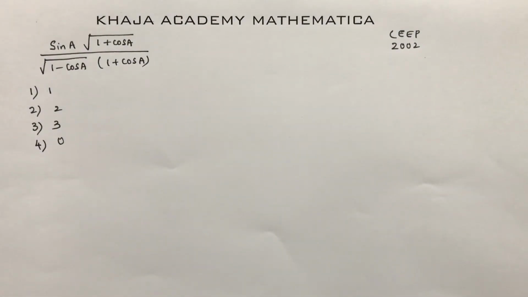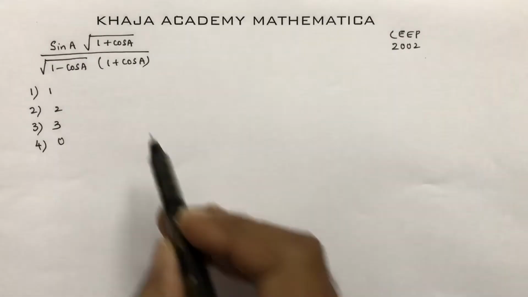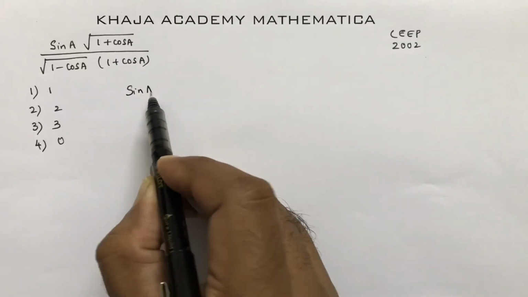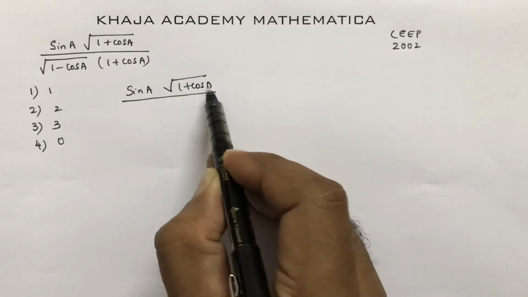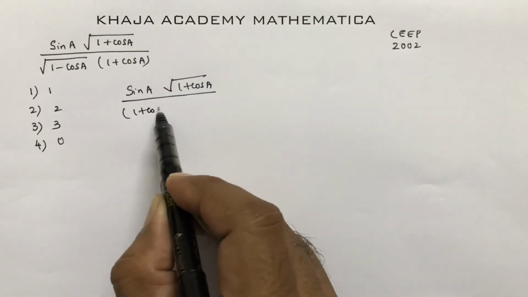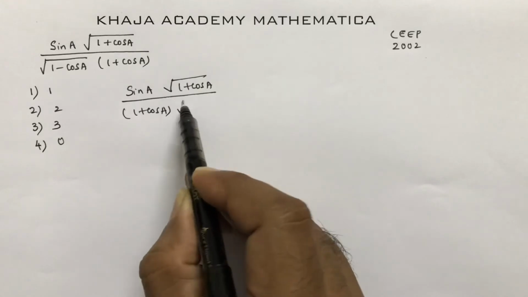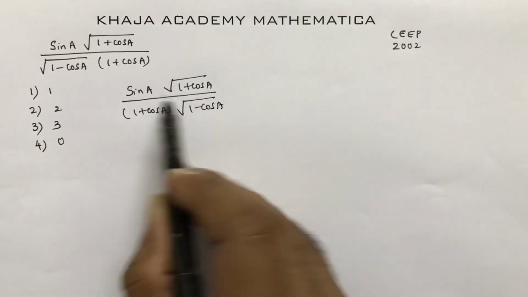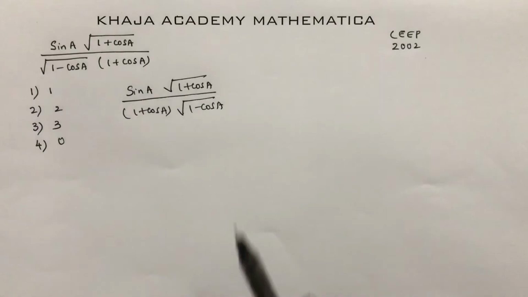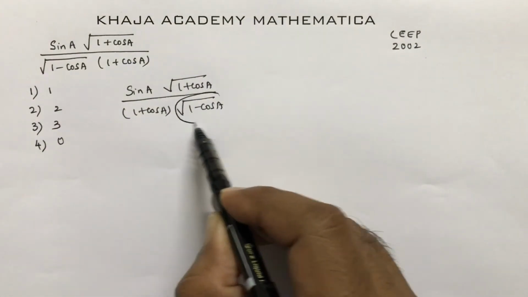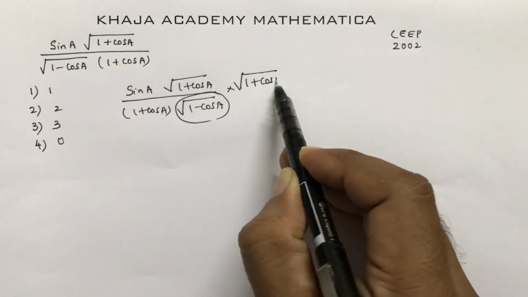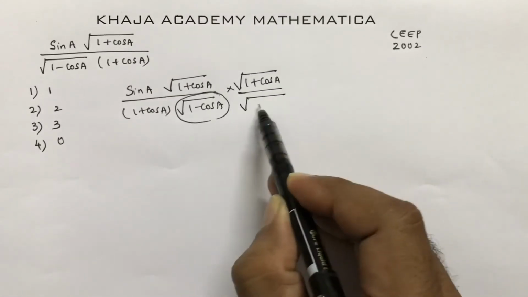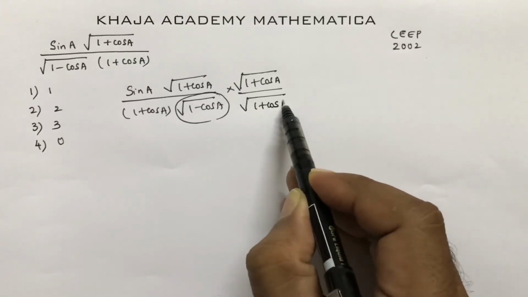Sin a into root 1 plus cos a by under root 1 minus cos a into 1 plus cos a. So here, sin a into under root 1 plus cos a by 1 plus cos a into under root 1 minus cos a. Let me rearrange so that I can rationalize this part. So into root 1 plus cos a by under root 1 plus cos a.